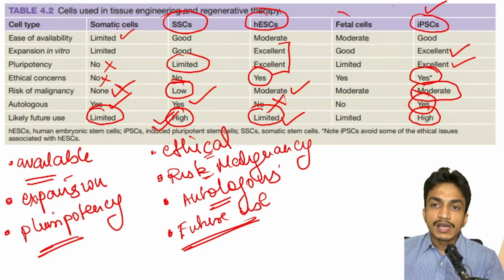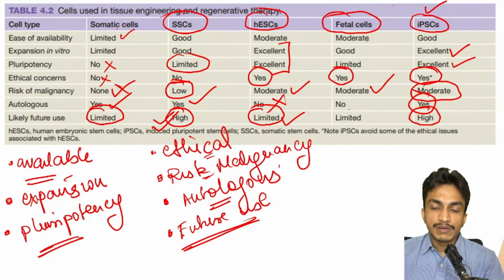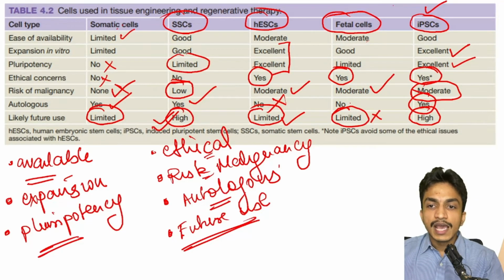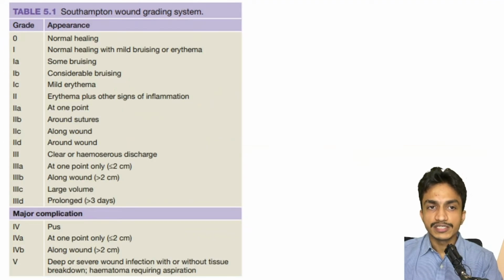Coming to fetal cells, again it will have an ethical concern, risk of malignancy will be more, and because of that it has very limited use in the future, and it is not autologous again. But again, it has good expansion but limited pluripotency. So this table is very important. If you don't revise anything in this chapter, just go through this table. That will do your chapter 4, that is tissue regeneration.